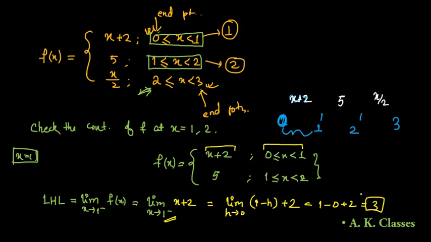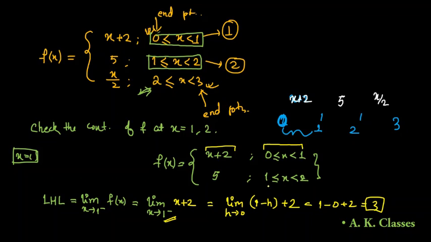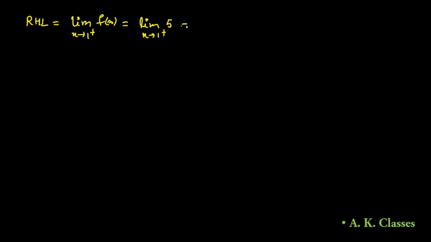Fine. Is it clear? Okay, then we have to find the right hand limit, and our right hand limit will be limit of x tends to 1 positive f of x. Then what should I write in place of f of x for 1 positive? It is 5, because 1 positive means greater than 1, and in this case the function is 5. So the answer is limit of x tends to 1 positive of 5.